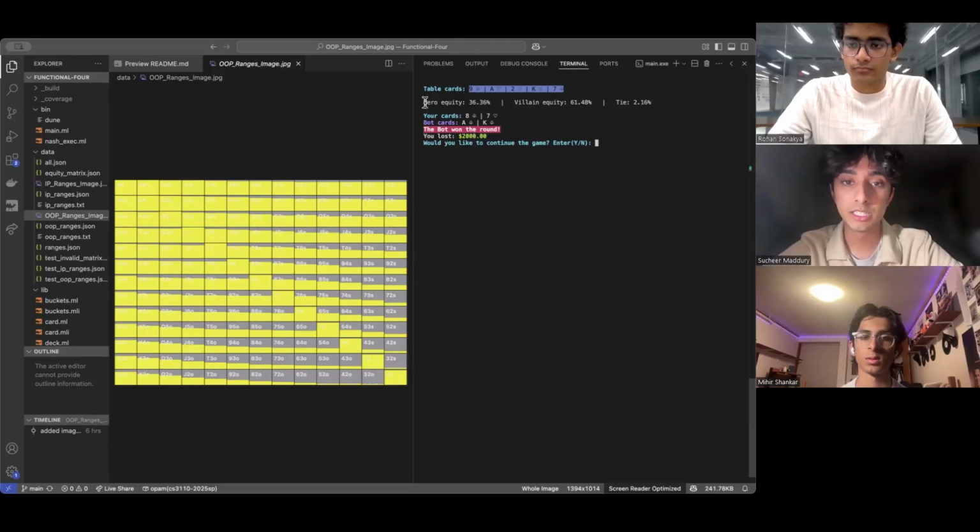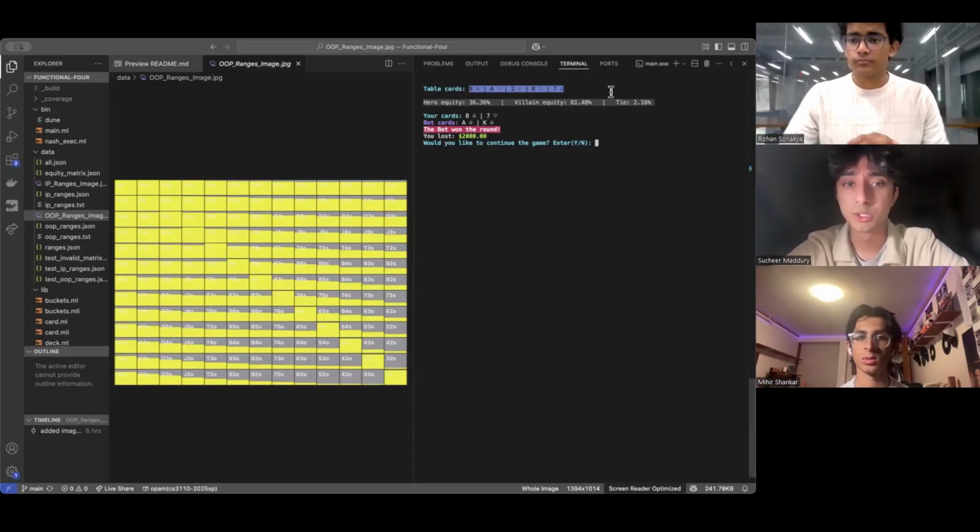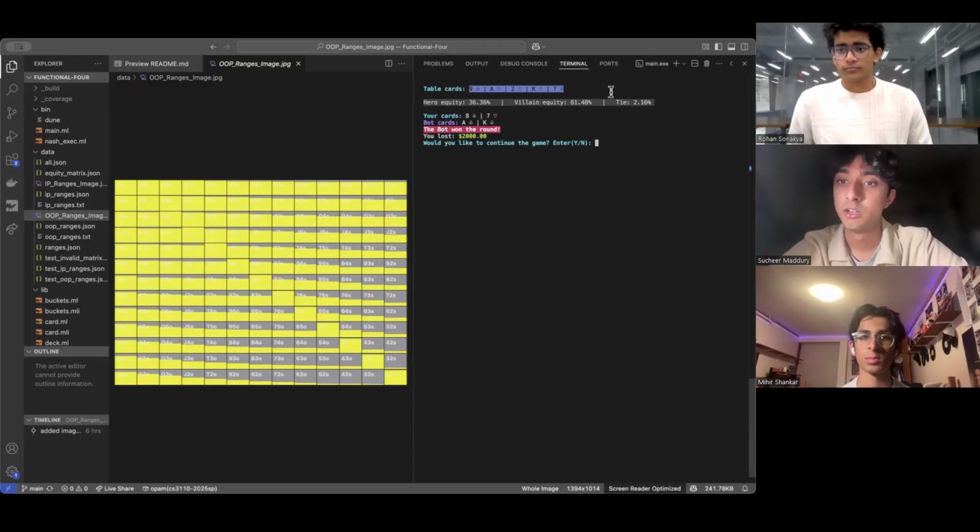You can also see that a nice feature that we implemented is that it will show the user their equity. You can see that against ace king suited, we have around 36% equity. We're supposed to win around 36% of the time, which was not this instance. This is nice for the user to see, but the solver also uses this when calculating its strategy.